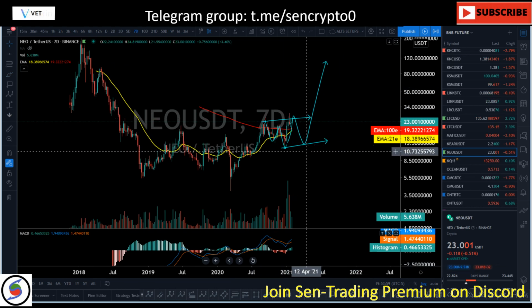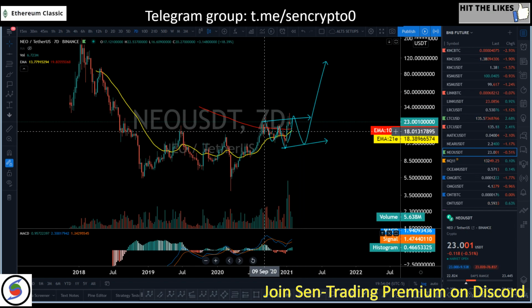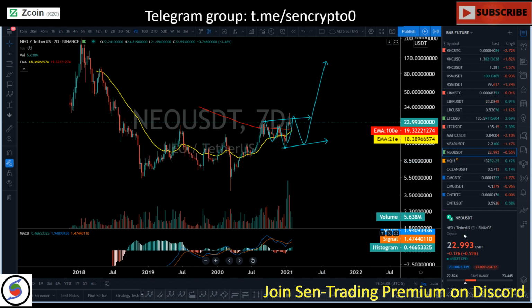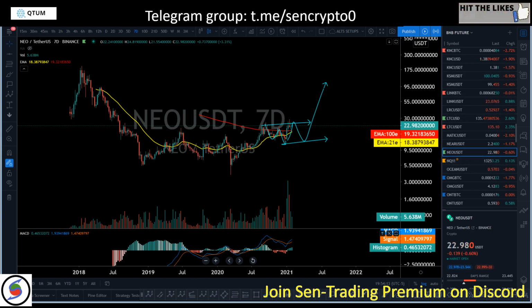But if we do get a sell-off in the market, it is just going to confirm our possibility to buy cheaper NEO in the $13, $15, $16 range. It is already cheap at 22 if you're looking for 250 and higher. All right, that's all I wanted to cover for today.